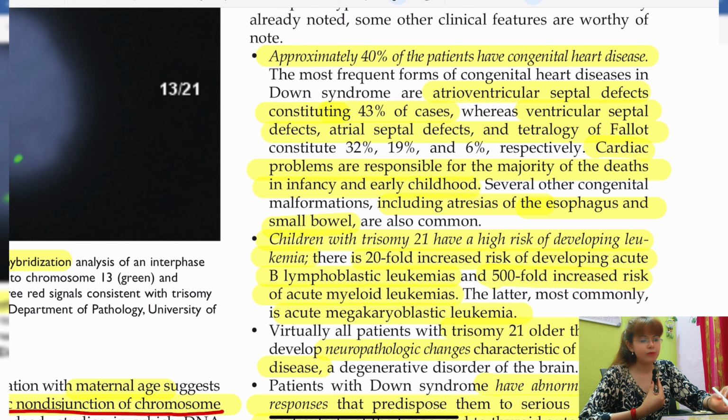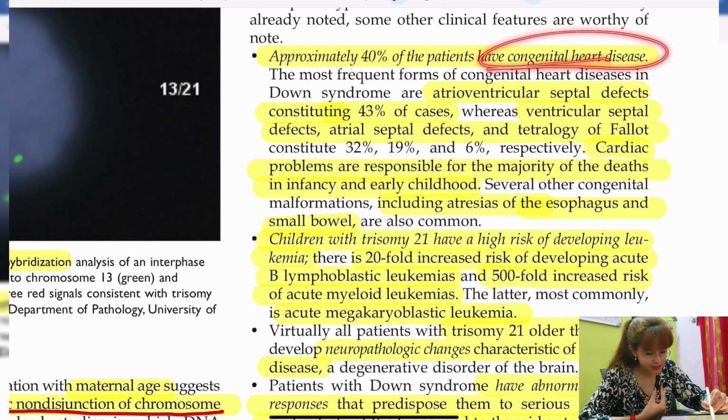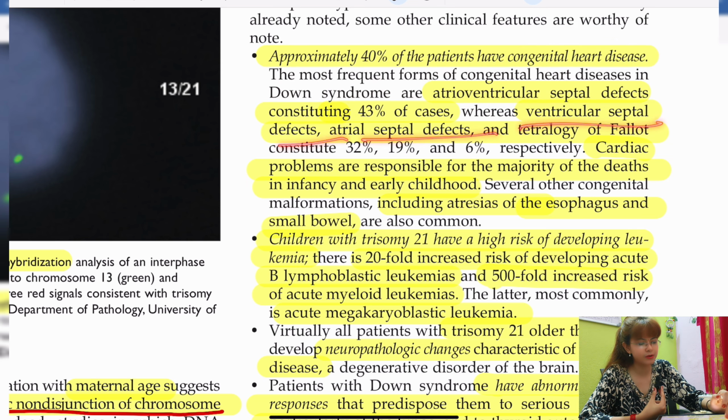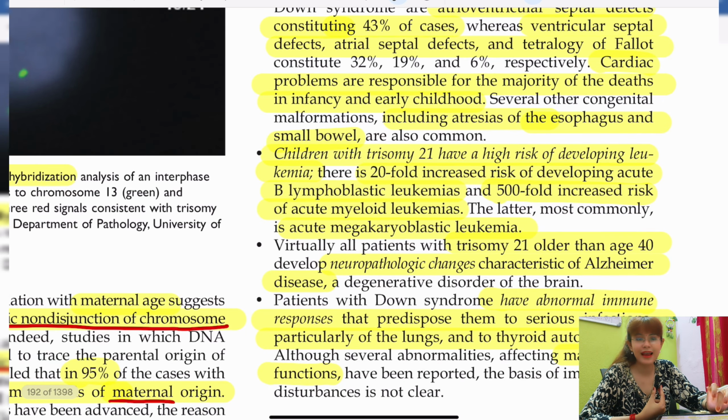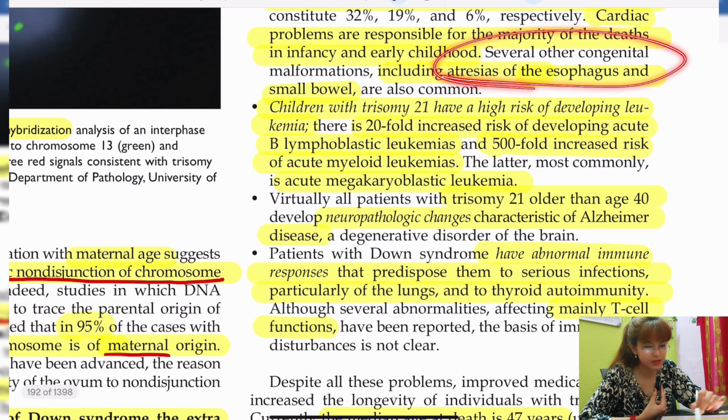Approximately 40% of patients have congenital heart disease, including the atrioventricular septal defects, accounting for 43%, which is the most common type, followed by ventricular septal defects, atrial septal defects, tetralogy of Fallot. Cardiac problems are responsible for most of the deaths, and there can also be atresia of the esophagus and small bowel.